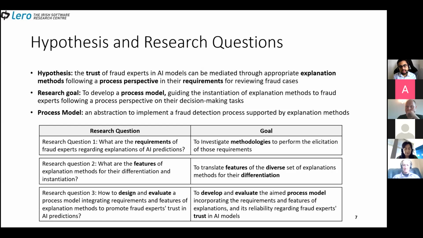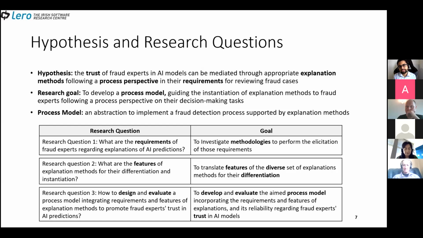Third, I'm investigating how to design and evaluate the process model which will integrate the requirements and the features of the explanation methods for promoting fraud experts' trust in AI predictions.